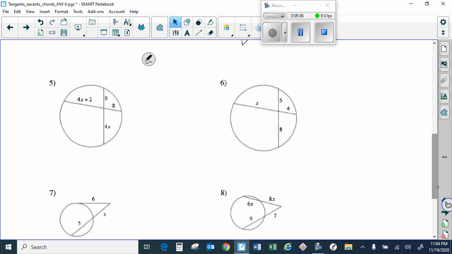All right, when it comes down to here, in 5 and 6, for example, when I have two chords that intersect, I just multiply the individual pieces. 4 times x must equal the other pieces of the other chord, 5 times 8.